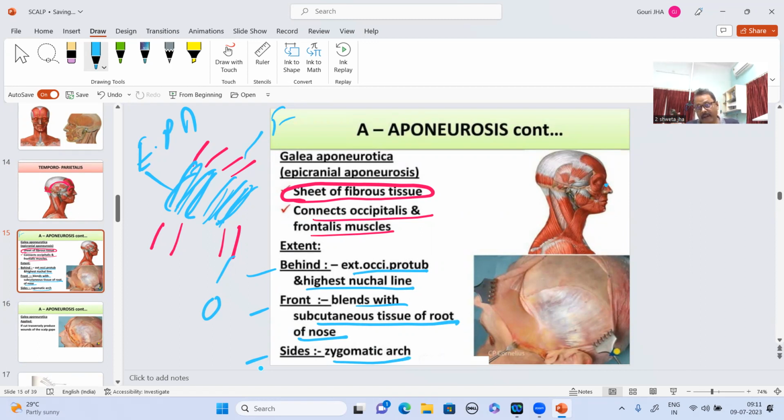But it is not the epicranial aponeurosis which is coming up to the zygomatic arch, though a few fibers may come. It is actually the temporal fossa, which comes from the superficial temporal line up to the zygomatic arch.